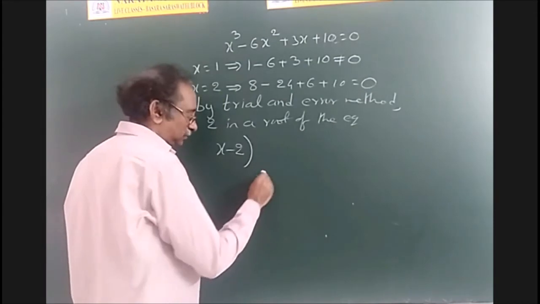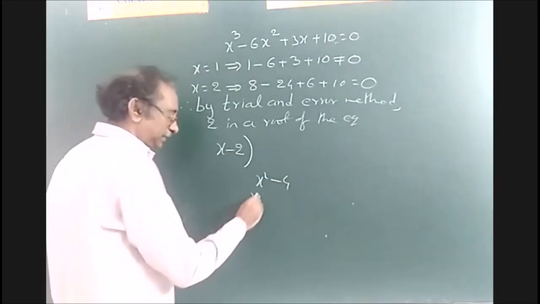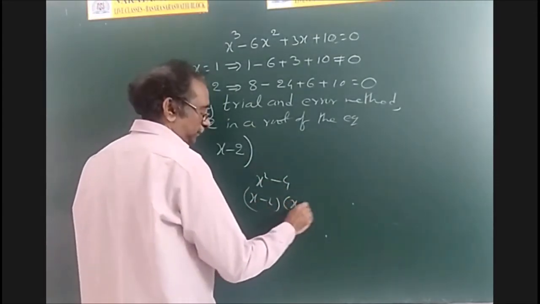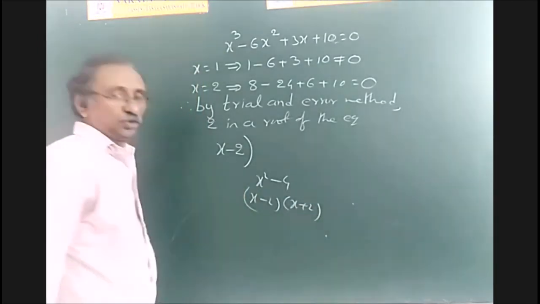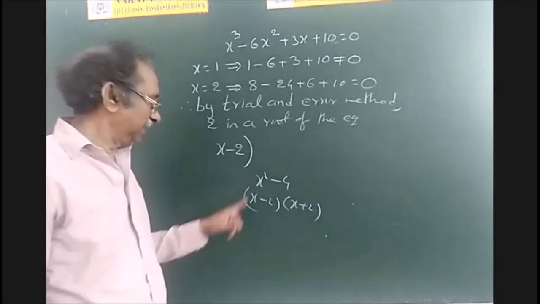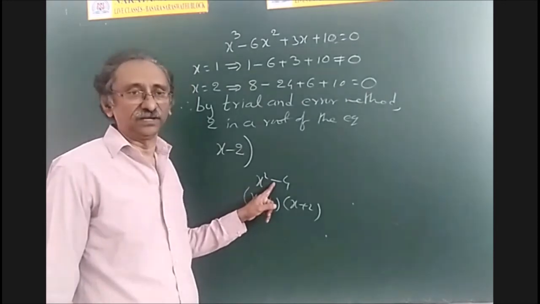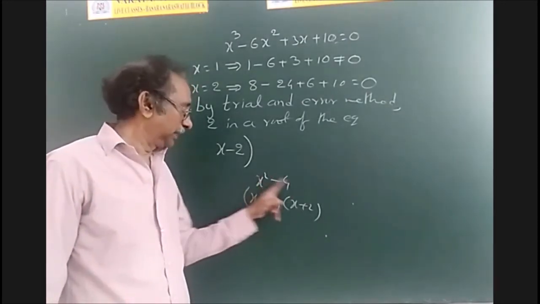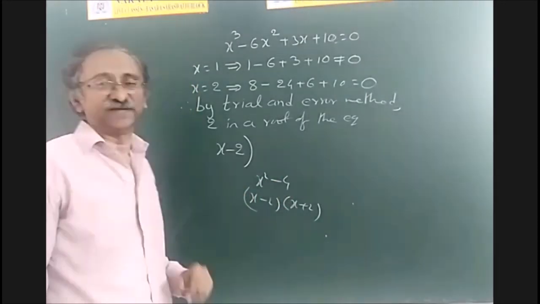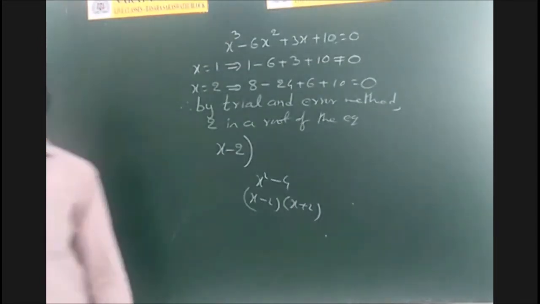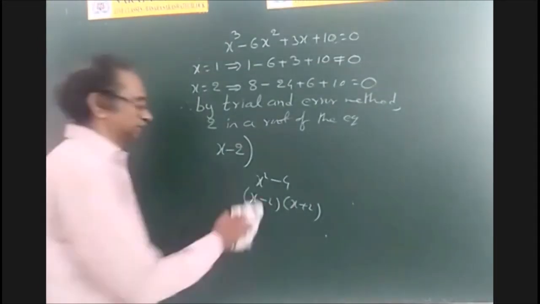For example, x square minus 4 can be written as x minus 2 into x plus 2. If you substitute 2, you will get 4 minus 4, 0. That means x minus 2 is a factor of that. Put x is equal to minus 2, you will get 0. That means x plus 2 is a factor. Similarly here, x minus 2 is a factor of that cubic expression.